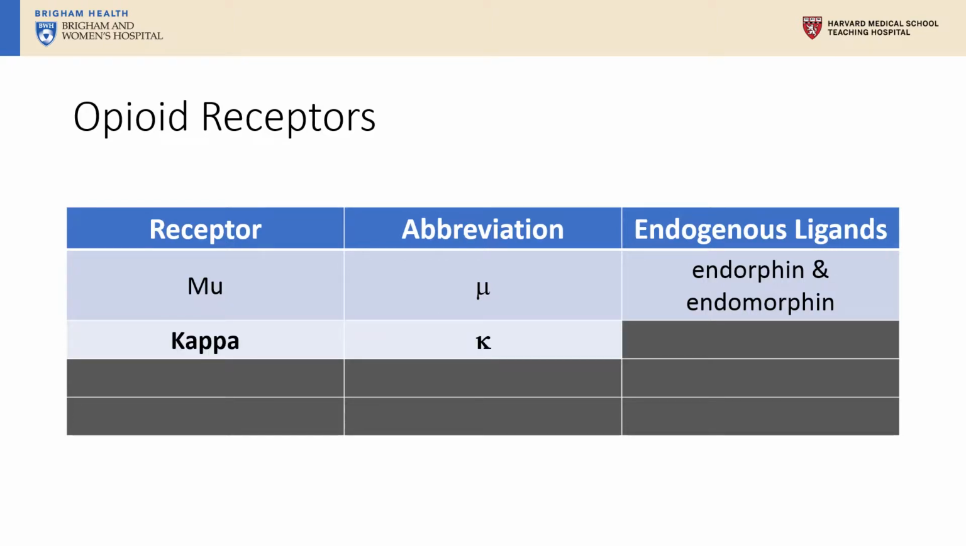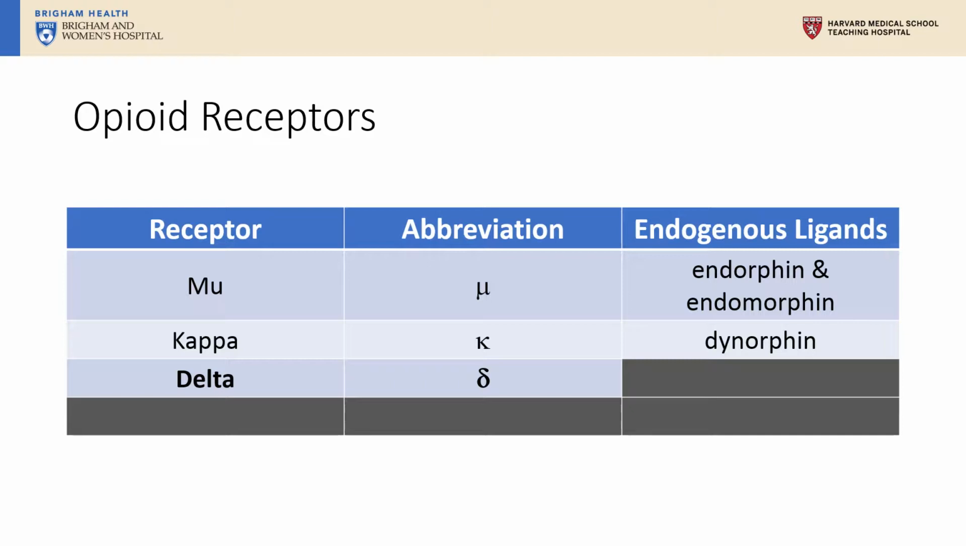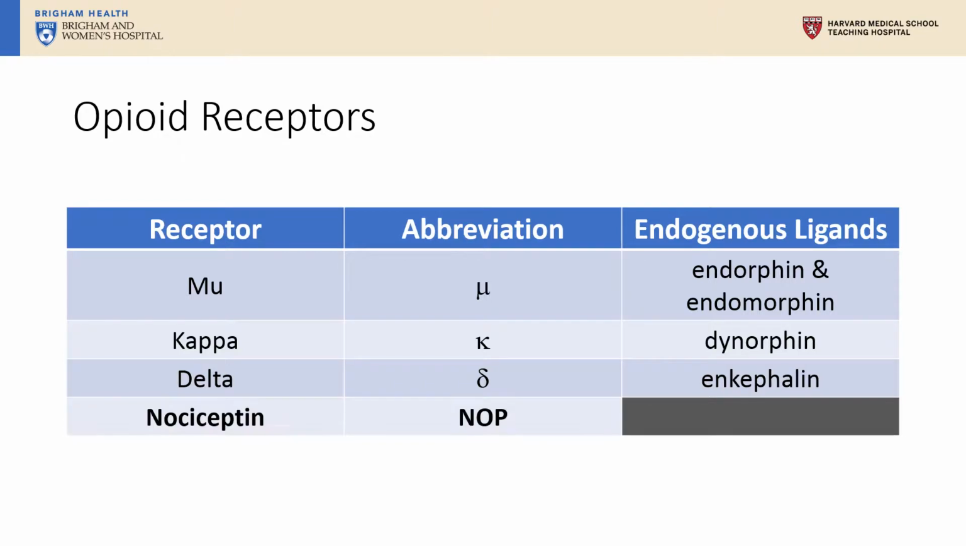The kappa opioid receptor has the endogenous ligand of dynorphin. The delta opioid receptor has the endogenous ligand of enkephalin. The nociceptin receptor, with the abbreviation NOP standing for nociceptin opioid peptide, has the endogenous ligand of nociceptin orphanin FQ. The effects that occur when the opioid agonists bind these different receptors is discussed in another lecture in this series.